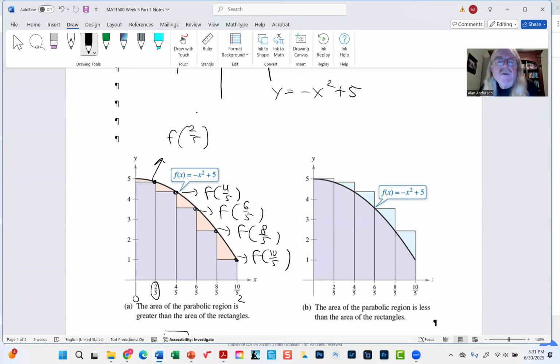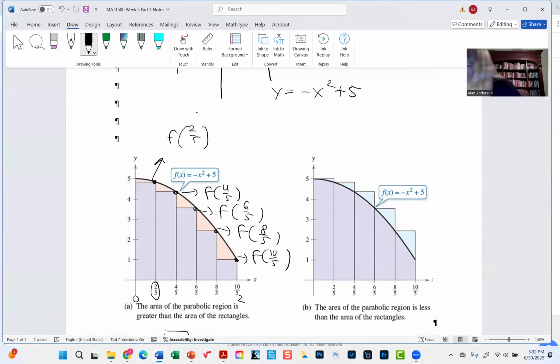And then if you want, you can plug in those numbers into that function, and you could actually calculate each individual rectangle's area. And then when you add them up, you would find that you have a number which, based on the graph, is a little bit too small to be the actual area of the curve itself.